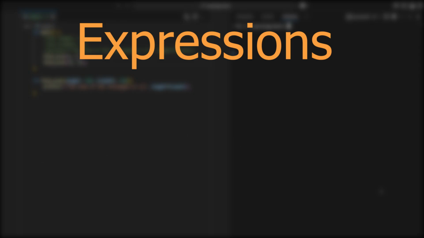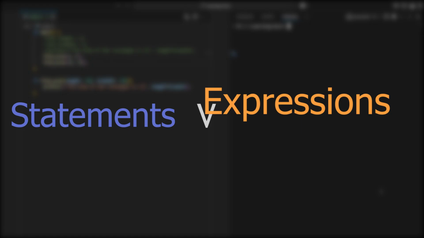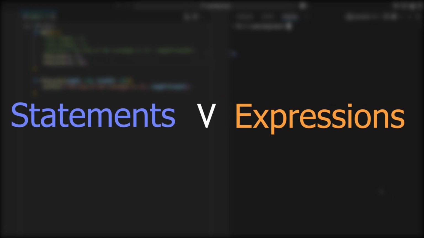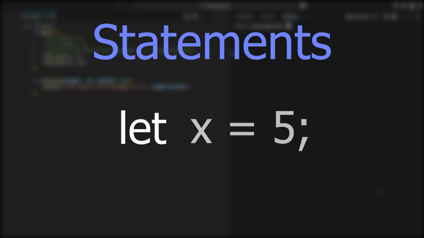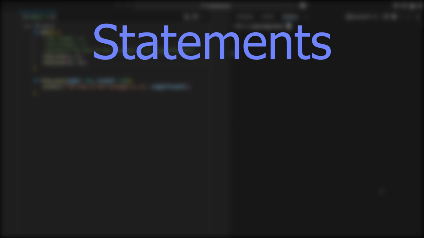And it actually returns a value. Now, on the flip side, we have statements. These are the parts of your code that do something, but they don't return a value. A common example is a let statement, like let x equals 5. It sets something up, but it doesn't produce a value you can use directly. One important thing to watch out for: adding a semicolon to an expression turns it into a statement.